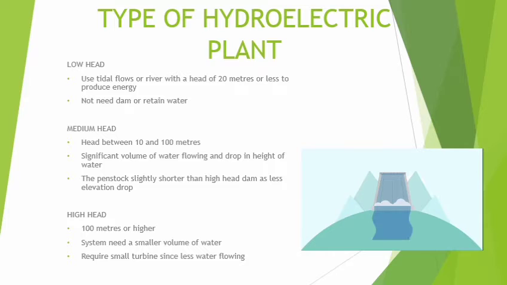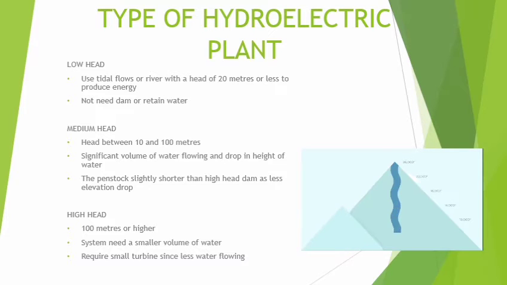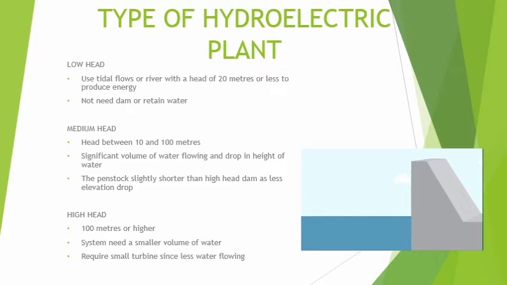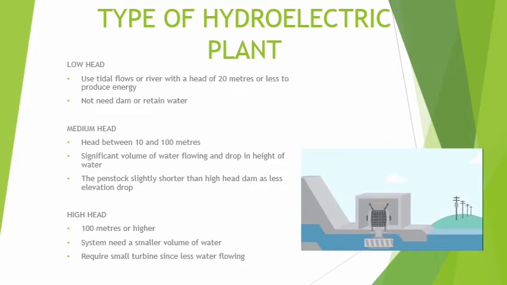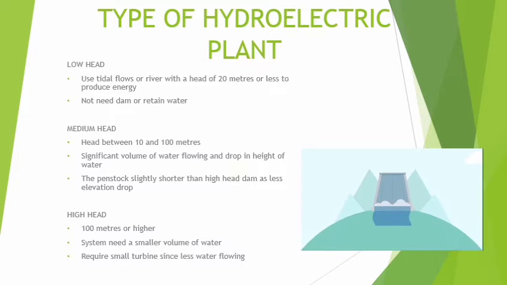Medium head generally has head differences between 10 and 100 meters, with a significant volume of water flowing and a drop in head of water. The penstock in medium head is slightly shorter than in high head, as there is less of an elevation drop. Lastly, high head. High head is 100 meters or higher. The system needs a smaller volume of water and requires a small turbine since less water is flowing.